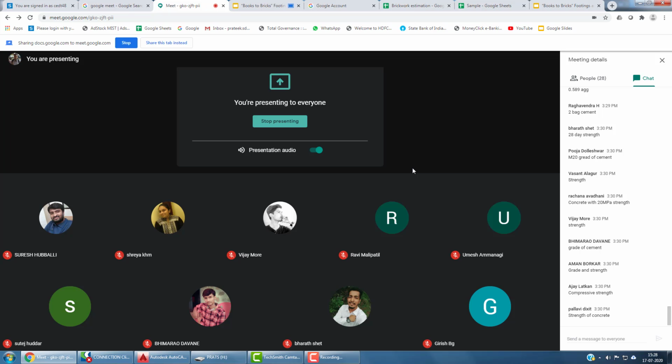Yes, Bhimrao is saying grade of cement. Pallavi is saying grade of concrete. Yes, Gautam is right, but his unit is wrong. Yes, Ravi Mallipatti is right actually. 28 days strength is 20 Newton per mm square. Correct? Please don't mistake me if I take anybody's name. You are also learning, I am also learning, I am just correcting you.